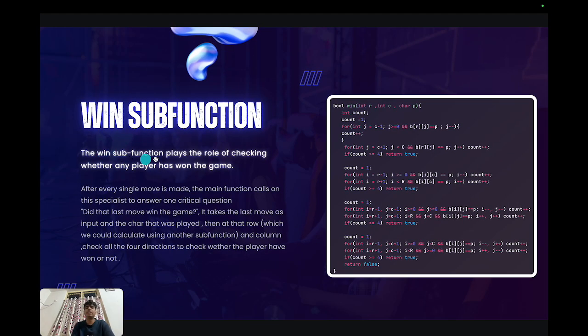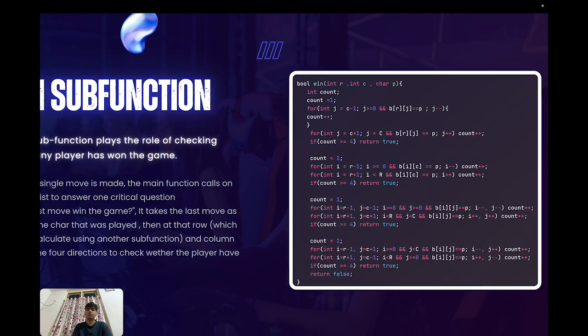So basically the win subfunction plays the role of checking whether any player has won the game. It's kind of a referee, you can understand it like that. After every single move the main function calls the specialist, right? We have said that the subfunctions are specialists at their work, to answer one critical question: did the last move win the game? How would you know that? Let's get to know that, right?